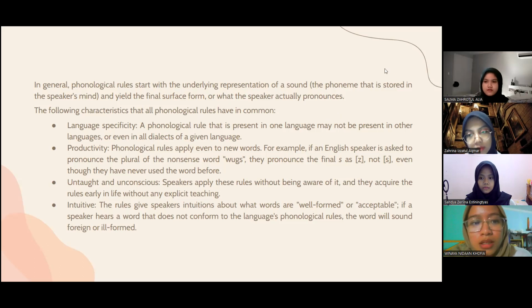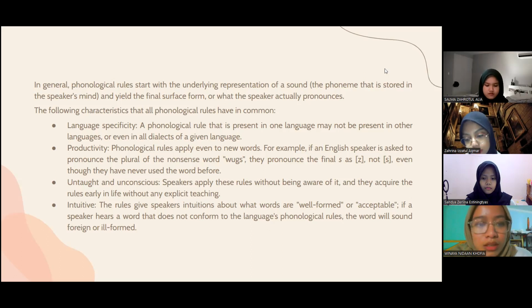The second is productivity. The phonological rules apply even to new words. For example, if an English speaker is asked to pronounce the plural of the nonsense word book, they pronounce the final s as a z, not the s, even though they have never used the word before. The third is unconscious: speakers apply this rule without being aware of it, and they acquire the rules early in life without any explicit teaching.